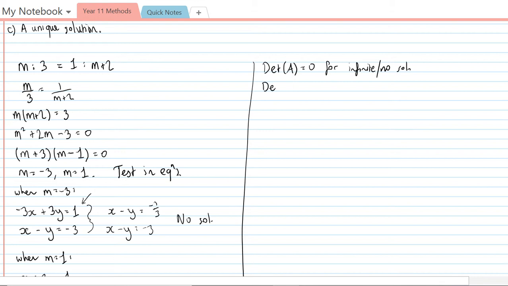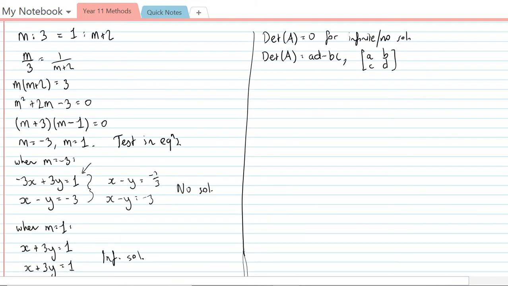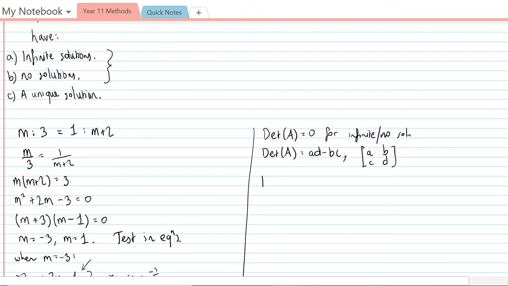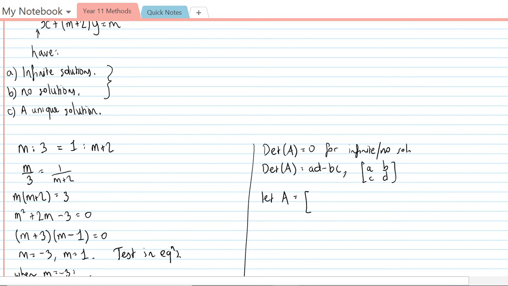And you might remember that the determinant of a matrix is equal to AD minus BC when the matrix is of the form ABCD, like that. So the thing is, I'm going to set up the matrix for these equations. So I'm going to say let A equal the matrix which has m, 3, 1, and m plus 2. That's an m, 3, 1, and m plus 2.